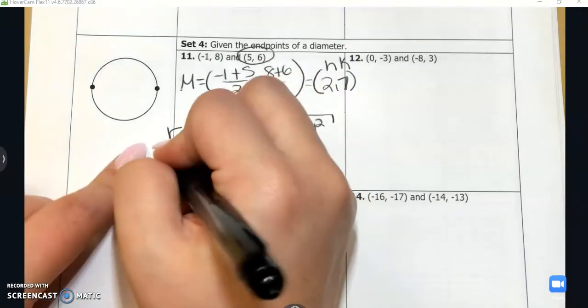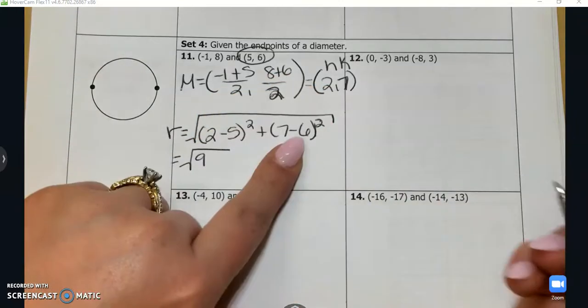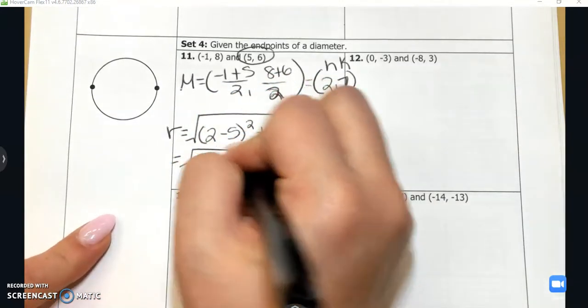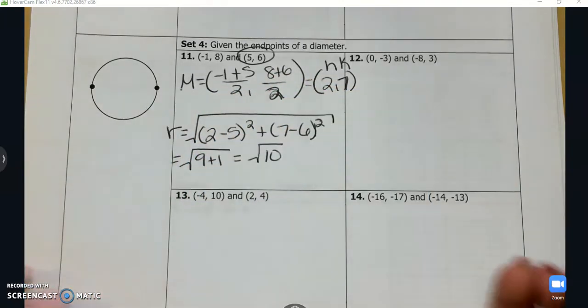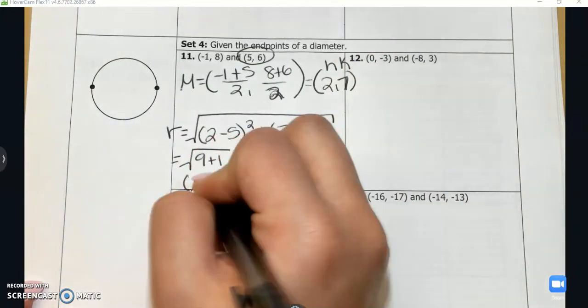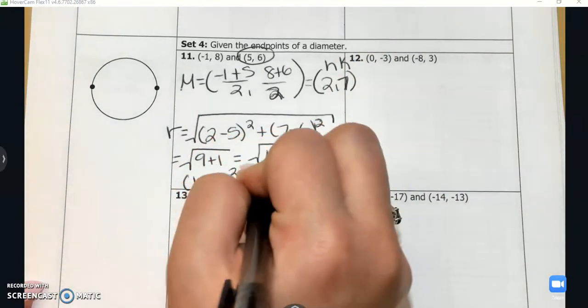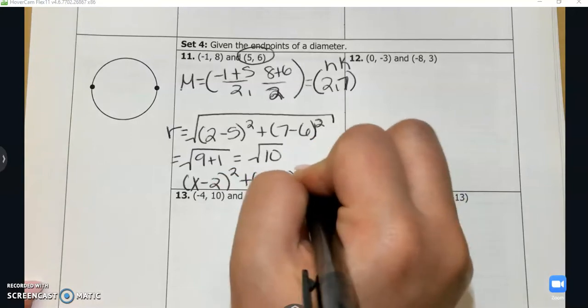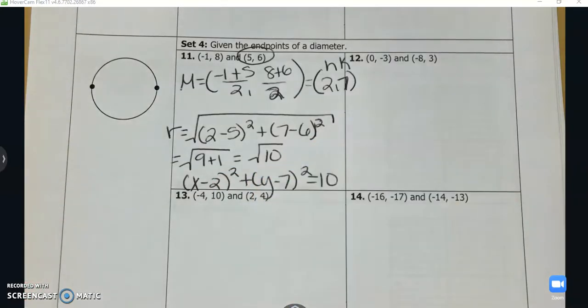That's going to give me 3 squared, which is 9. That's going to give me 1 squared, which is 1. And so we end up with the square root of 10. So that's my radius. Here's h and k. Plug it into my formula. Not so bad, not so bad.